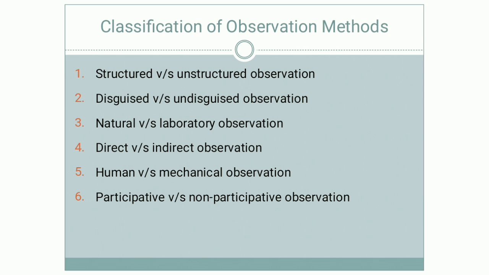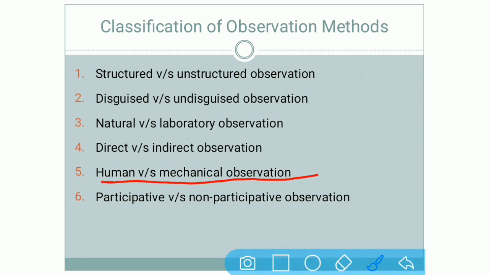Next is human versus mechanical observation. Human observation means observation which is done by a human being. You can take the example of the watchman who is sitting outside your building, that becomes human observation. Or in short, you can say that observation which is done only by a human being becomes human observation.